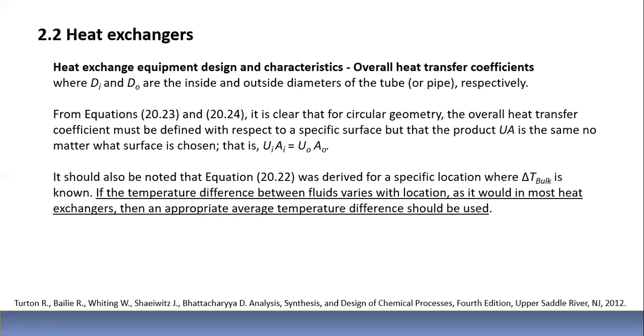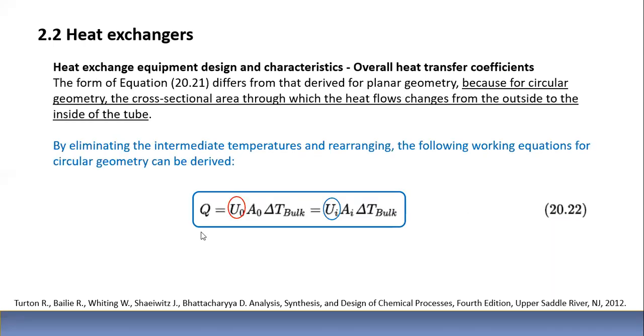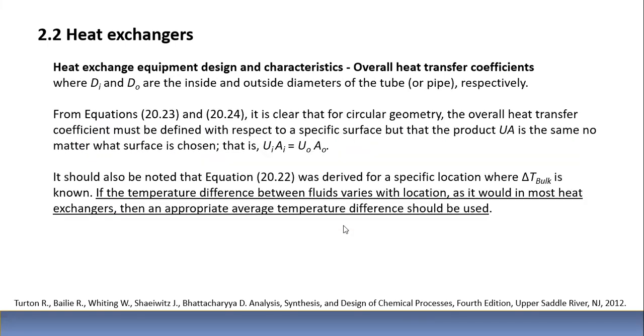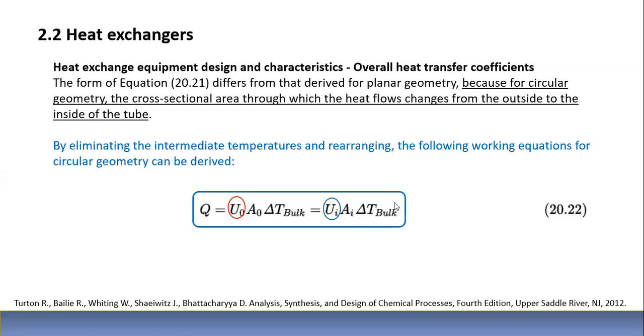From equations 20.23 and 20.24, it is clear that for circular geometry, the overall heat transfer coefficient must be defined with respect to the specific surface, but that the product UA is the same no matter what surface is chosen. So that UI AI, which is the inside overall heat transfer coefficient times the inside area, is equal to the outside overall heat transfer coefficient and outside area. It should also be noted that equation 20.22, which is this equation, we see U0A0 is equal to UIAI, probably because these two cancel out.